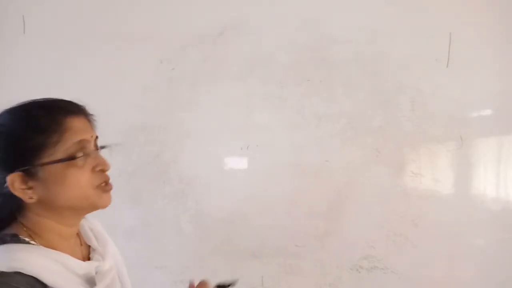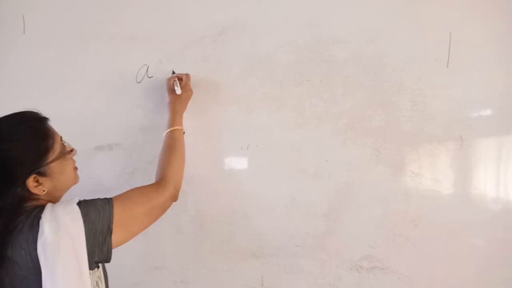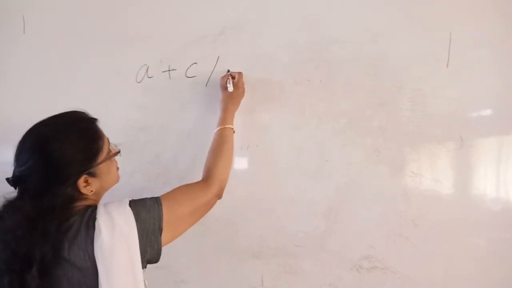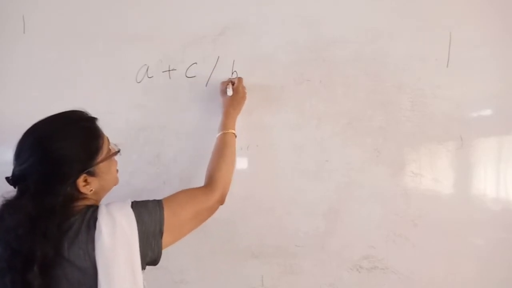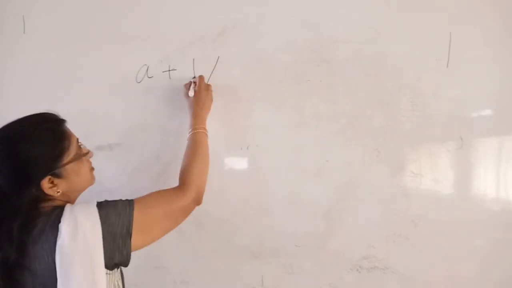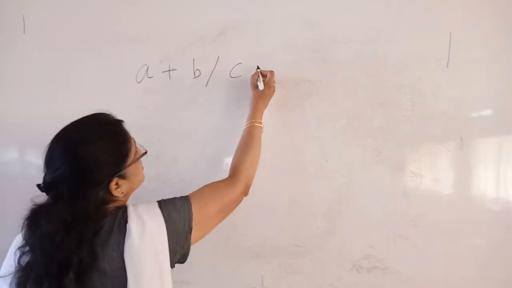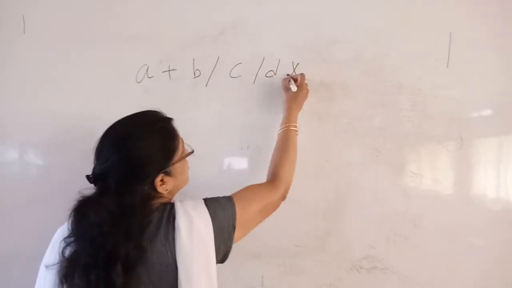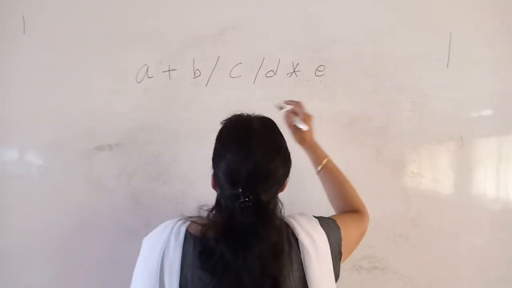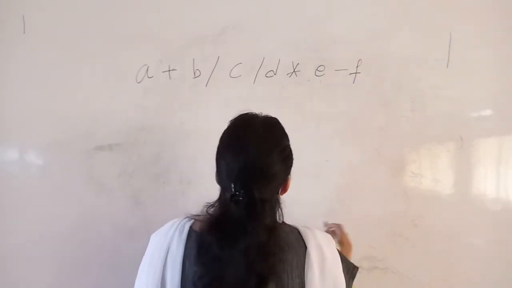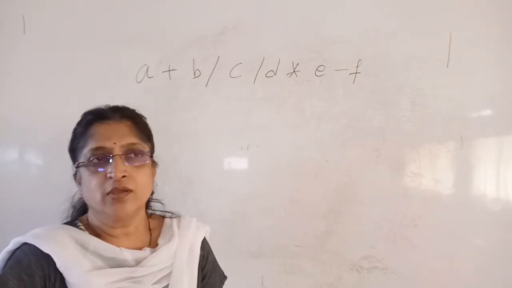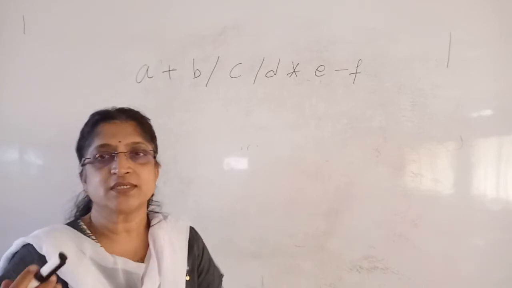Now I'll take a bigger expression. I'll take it as A, B, C in that order. So A plus B slash C slash D multiplied by E, and I'll use minus F. Okay, we have all the operators in this expression. You write the expression of your choice and start converting it.